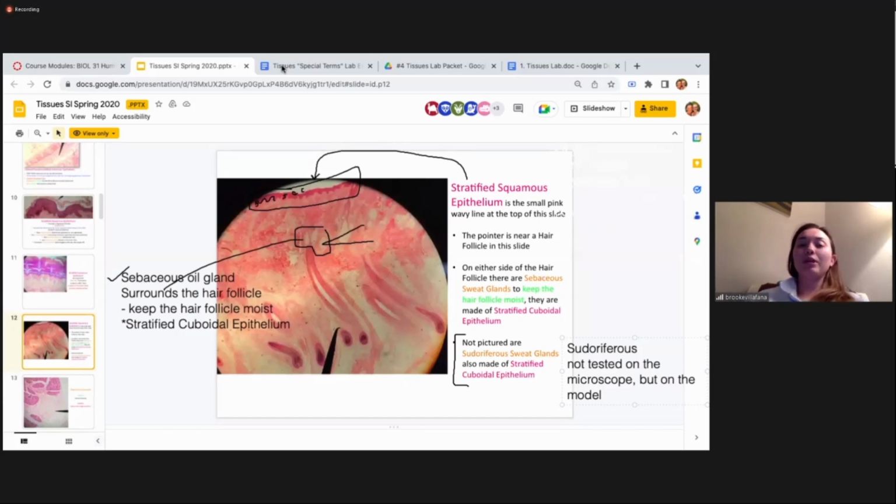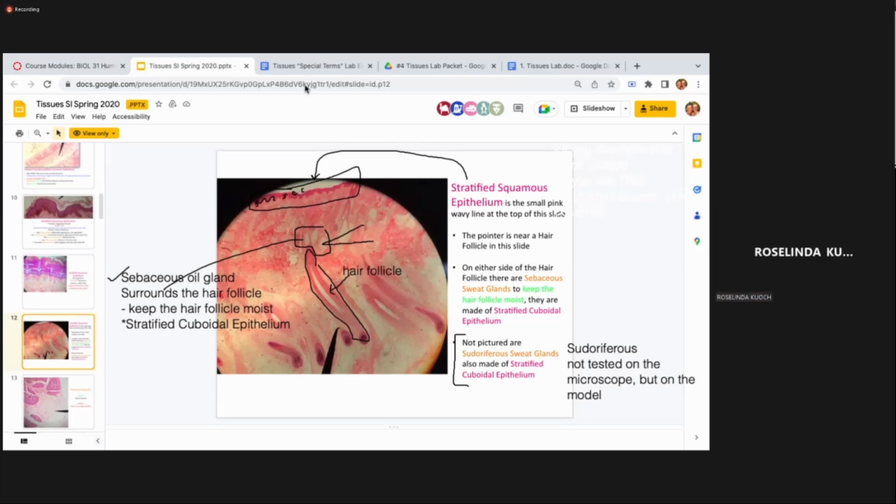If we looked really, really closely and we had a high powered microscope, you would be able to see that they look like little cuboidal cells, but you're just supposed to know based off of the location. If they're found around a hair follicle, and you can see here that this is a hair follicle, then you know it's a sebaceous gland. Do you see this big structure here? That is your hair follicle. So if it's a gland found around the hair follicle, there's no other option except for it to be a sebaceous gland. And if it's a sebaceous gland, it's stratified cuboidal. Does that make sense? Yeah, that makes sense. Thank you.